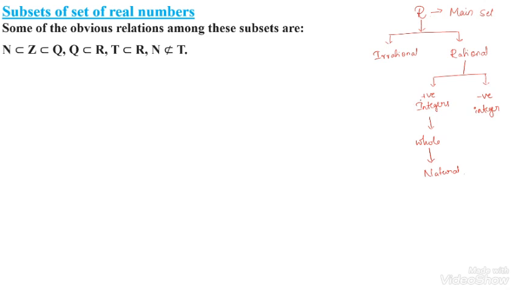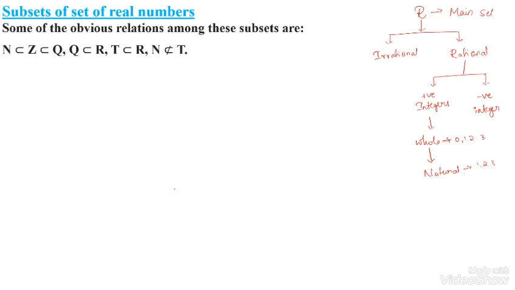If I consider integers as the main set, then whole numbers are a subset. Again, I will take whole number as the main set, natural number is the subset, because whole numbers contain the elements 0, 1, 2, 3 and so on. But natural numbers start only from 1, 2, 3 and so on.